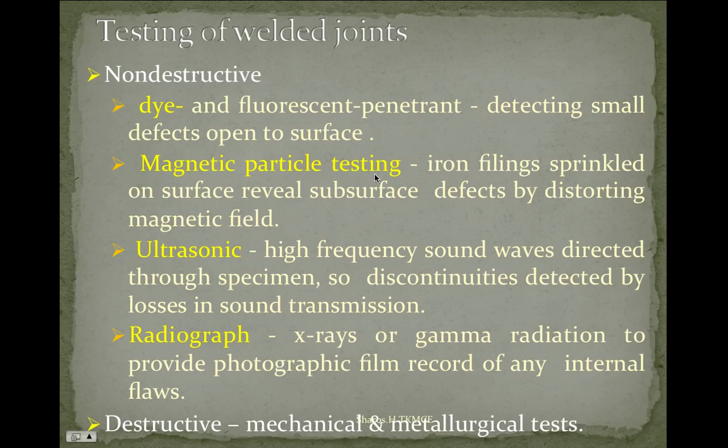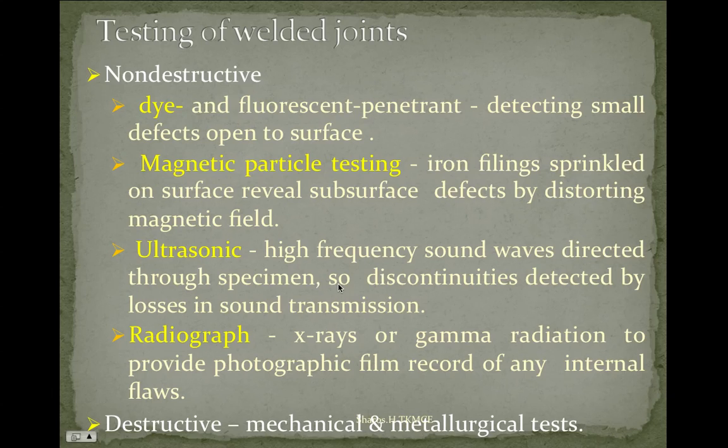Magnetic particle testing. In the magnetic particle testing, iron filings are sprinkled over the surface, and under the magnetic field, if there is some crack inside the surface, then it will form a line over which the edges of the crack are polarized. Due to that, the magnetic particles will be attracted to the edges of this crack and it is easily identified.